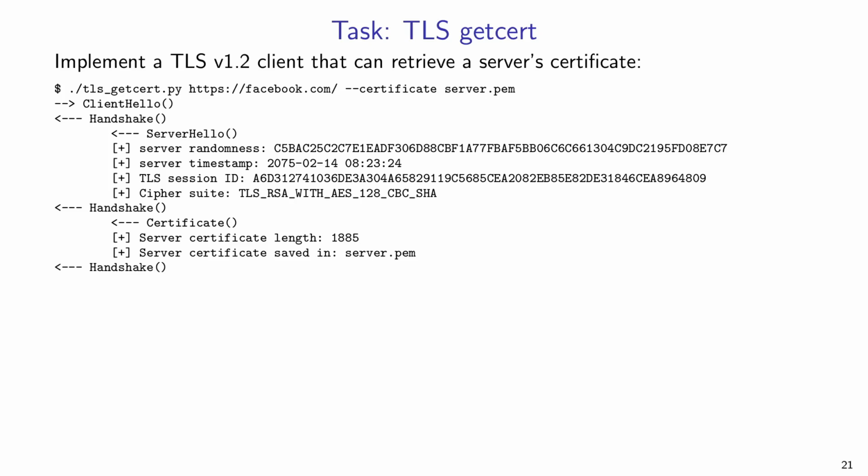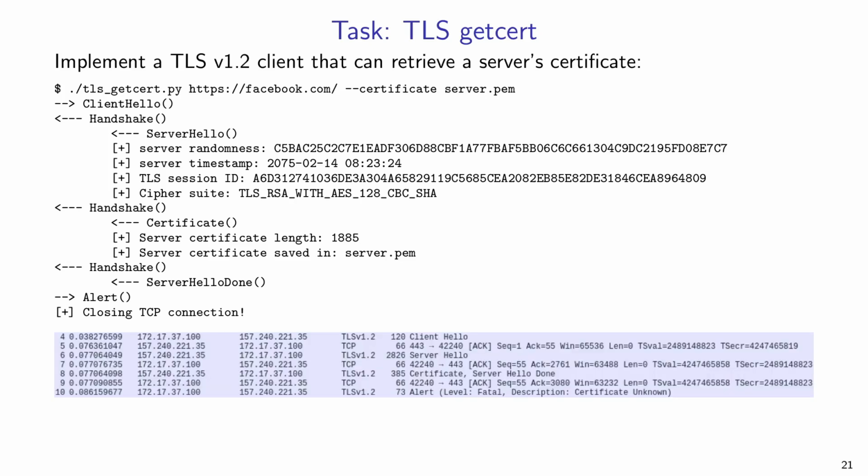The server will return the final handshake message in this round, which contains the ServerHelloDone message. After this, the tool will send an alert message and close the TCP connection. We could do it in a rude way by simply closing the TCP connection, but it is more polite to send the alert message stating that we don't trust the certificate sent by the server. So make sure that the alert message is sent, and you can see it in Wireshark as shown here. Fatal, description: certificate unknown.